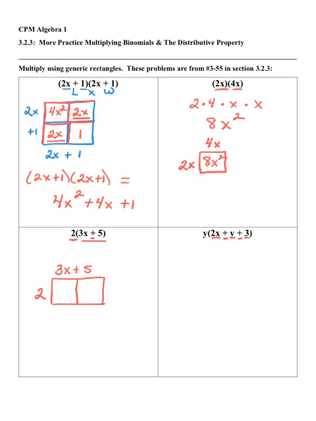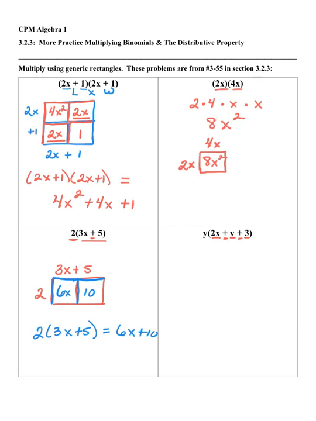Okay, let's multiply these out together. We've got a dimension of 2 and a dimension of 3x. 2 times 3x is 6x, and then 2 times 5 gives us 10. So 2 times 3x plus 5 is equal to 6x plus 10.